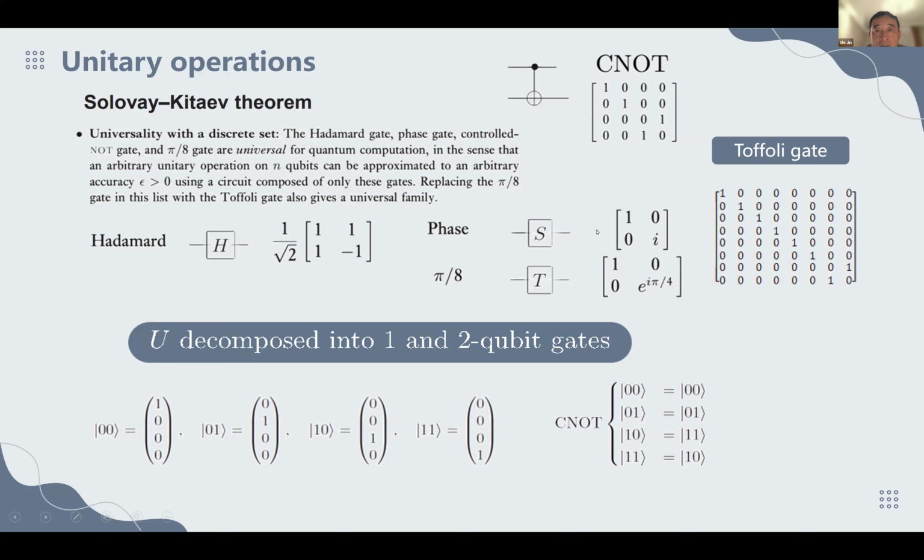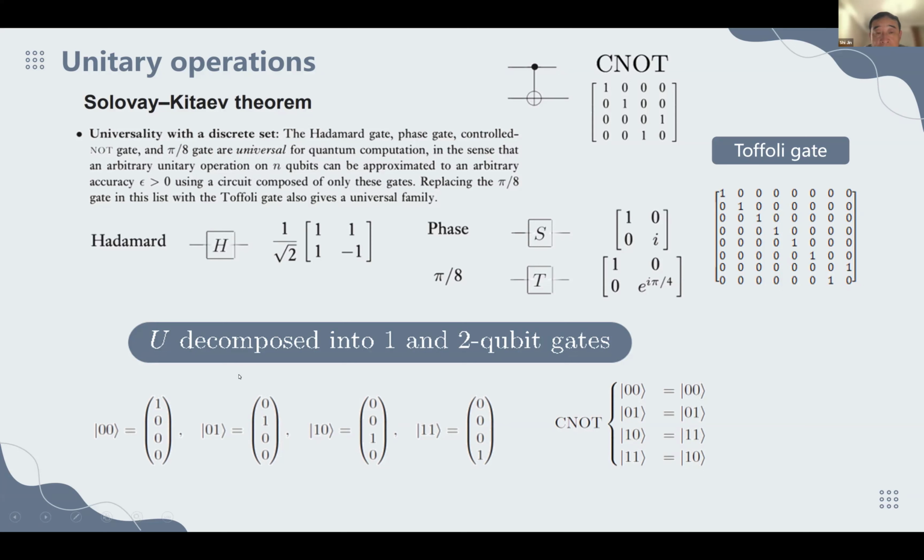So these 4 unitary matrices are so-called universal gates, quantum gates. Basically you just use these 4, and can approximate an arbitrary unitary matrix to any precision. Okay, so basically you just need these 4.